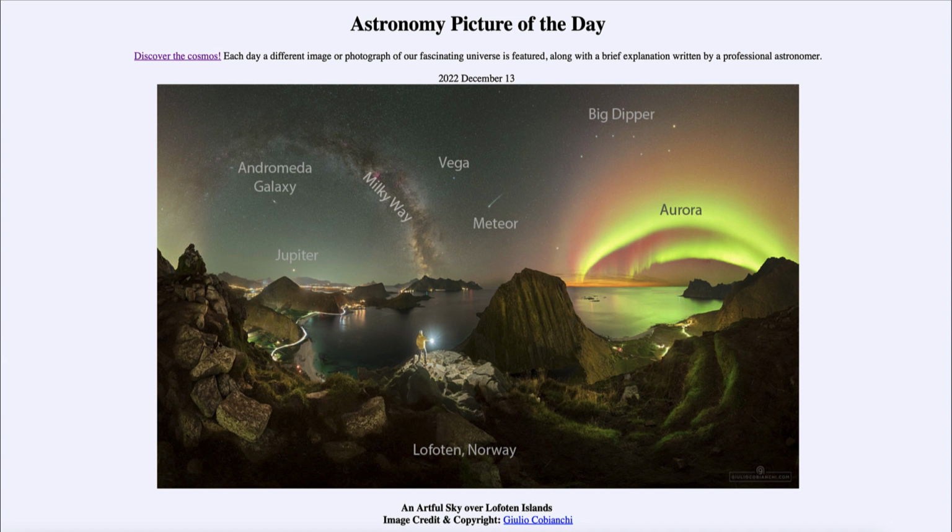Now, as we move to the left here toward the middle, we see the meteor streaking across the sky, a small bit of a comet left behind in its orbit that then strikes Earth's atmosphere and is vaporized. So we see the trail as it is vaporized and burns up in the Earth's upper atmosphere.